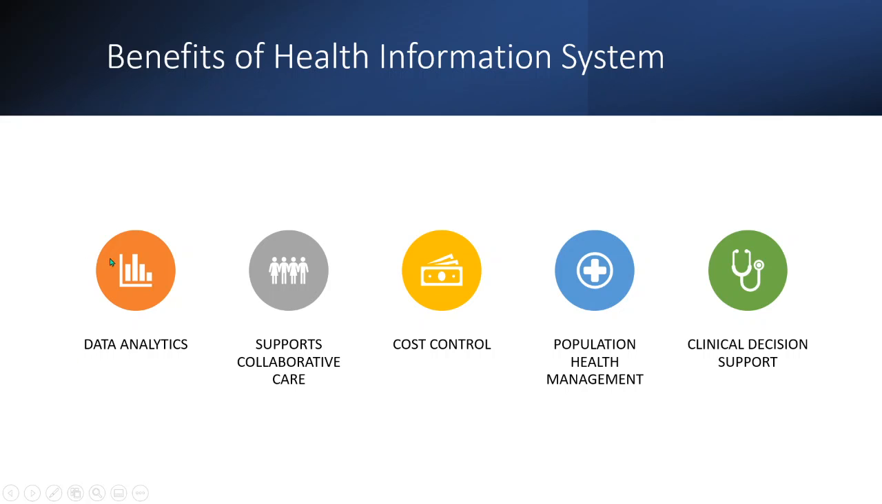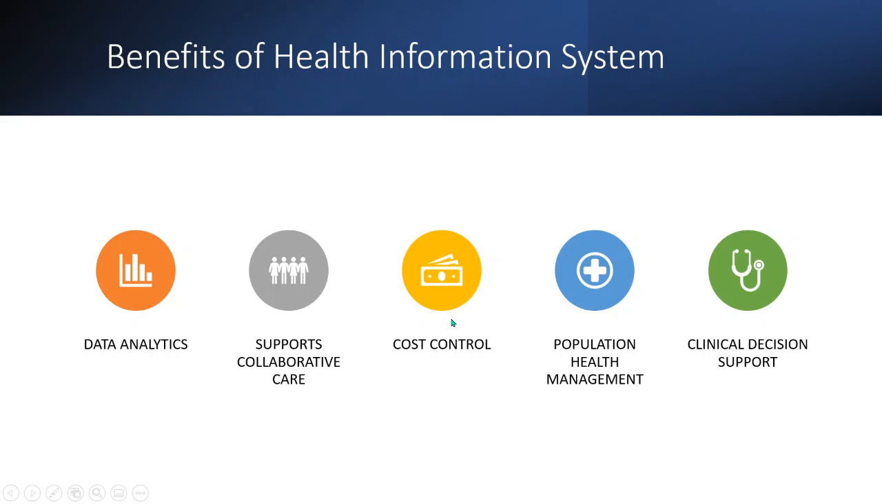The first one is data analytics. Health information system helps to gather and analyze data to manage population health and reduce healthcare cost. Next is it supports collaborative care. Health information system facilitates the sharing of public health information between providers and organizations, thus making it possible for the patients to receive coordinated care from multiple providers while improving care delivery and patient outcome. The third one and the most important one is the cost control.